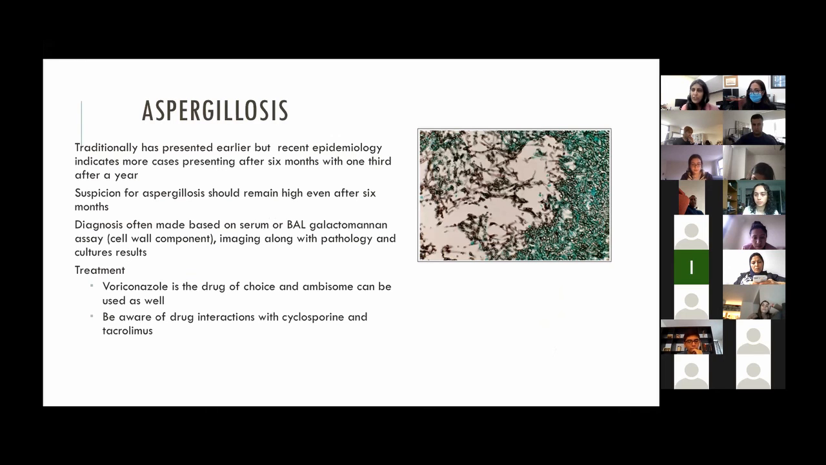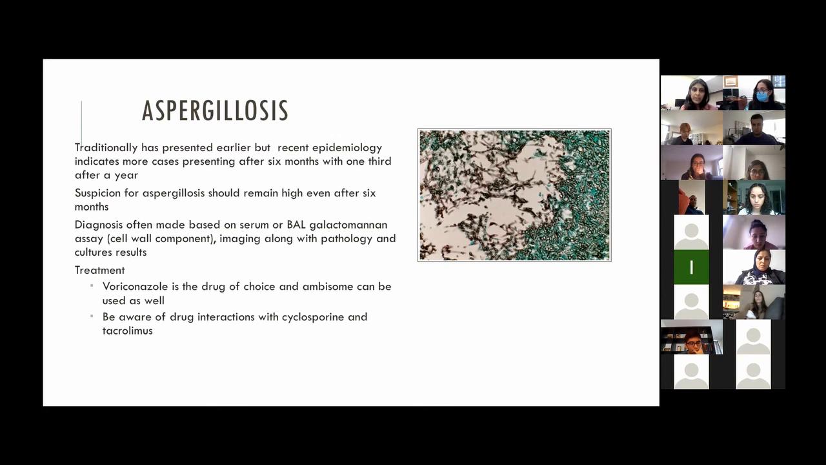Traditionally it used to be described earlier, but nowadays it's more common for us to see it after 6 months or even after a year. The diagnosis is typically made, in this patient it grew from the BAL, but oftentimes fungal culture is not so sensitive. So we will use other techniques to try to diagnose aspergillus, which can be very difficult to diagnose. Oftentimes we'll use galactomannan, which is found in the cell wall, either through the serum, or we'll send it from the BAL even, which is more sensitive, or we'll look at the pathology if the patient's been biopsied to help us make this diagnosis.